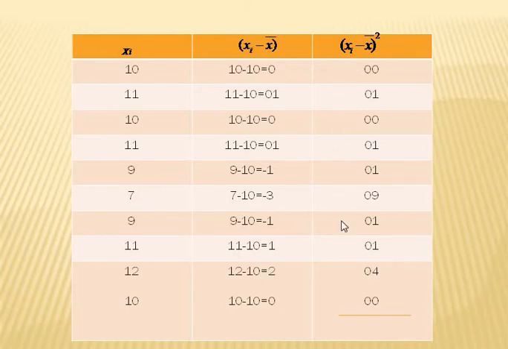In the third column we take the square of those values. 0 squared is 0, 1 squared is 1, 0 squared is again 0, 1 squared is 1, minus 1 squared is 1, minus 3 squared is 9, minus 1 squared is 1, 1 squared is 1, 2 squared is 4, and 0 squared is 0. Lastly, we take the sum of that column: the summation of (xi minus x bar) squared is 18.